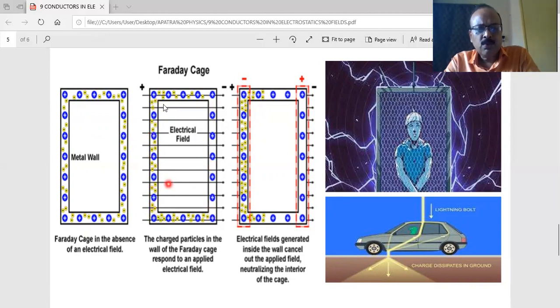And due to this, an electric field is developed within the cage that is opposite in direction, that is E_P, and finally after a fraction of a second, the electric field inside the cage or the box will be 0. That means there will be no electric field within the cage.